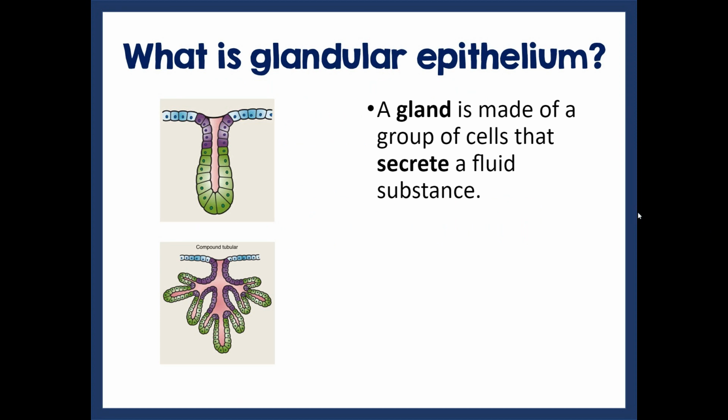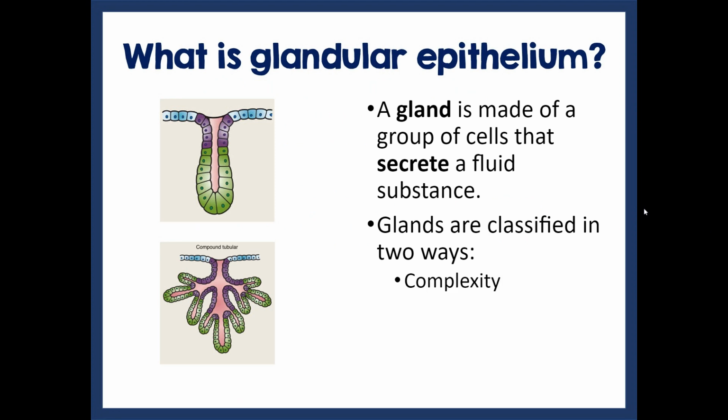A gland is made of a group of cells that secrete a fluid substance. Glands are going to be classified in a couple of ways. The first is based on their complexity. So in these two images, the top image is more simple and the bottom image is a bit more complex. In the top image, there's only one tube here, but in this bottom image, there's more than one tube.